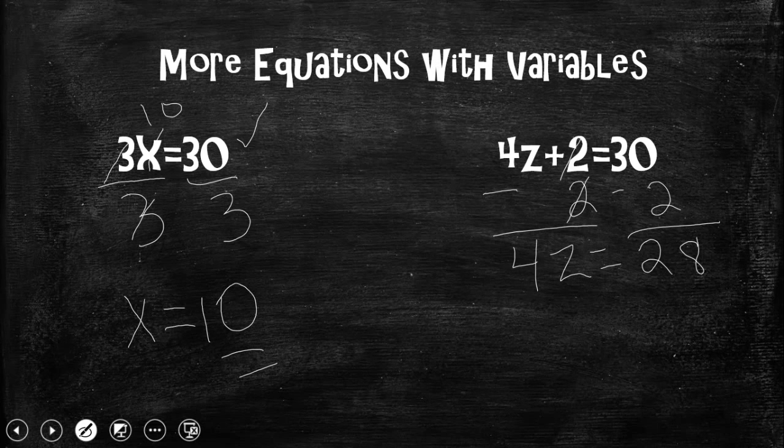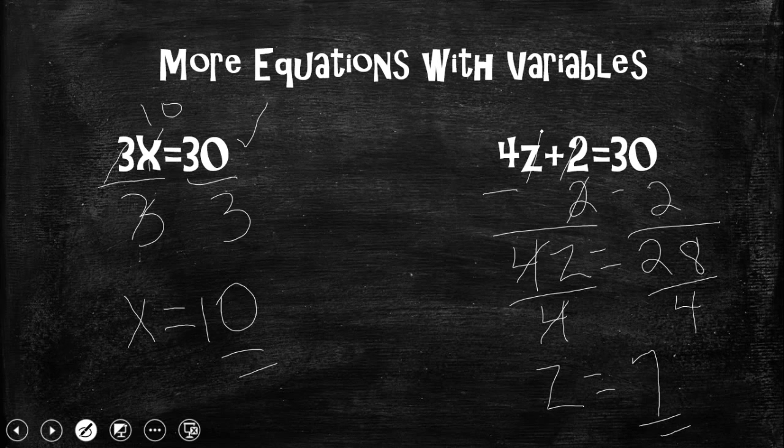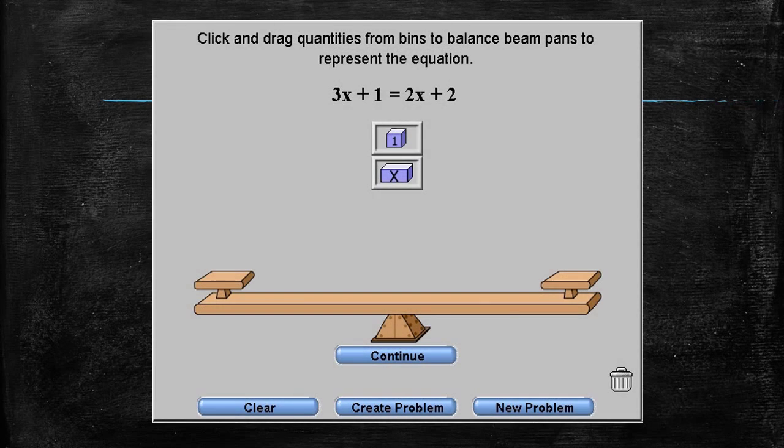Okay, now what do we need to do? We need to divide both sides by 4. So we'll divide by 4, divide by 4. 4z divided by 4, we cancel out those 4's and we have z by itself. 28 divided by 4 is 7. Okay, let's check our work. Let's substitute this 7 in for the z at the top. 4 times 7 is 28, plus 2 is equal to 30. That checks correct. Let's practice what we've just learned.